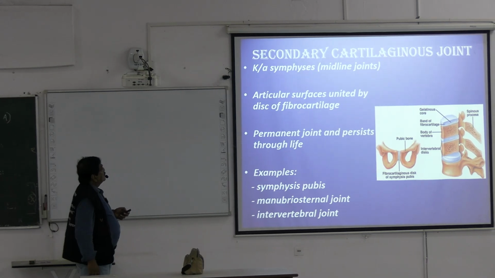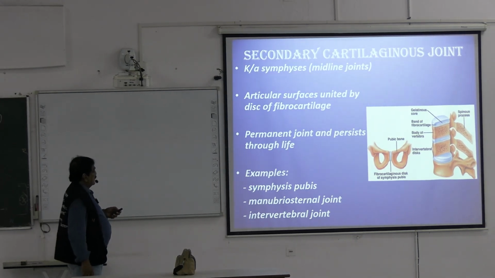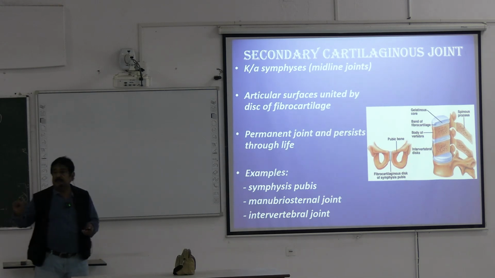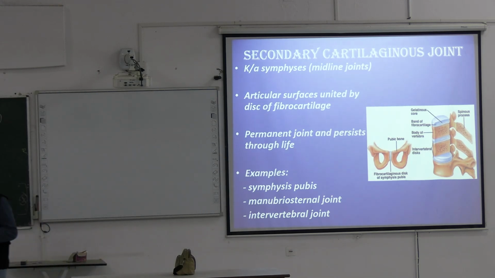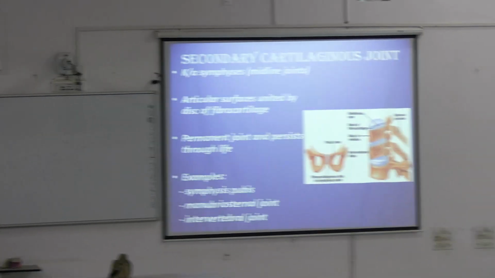Now secondary cartilage joint, symphysis, midline. Articular surfaces united by a disc of fibrocartilage. This is the disc of fibrocartilage. Permanent joint that persists throughout life. Examples: symphysis pubis, manubriosternal joint, and intervertebral joint. Now, this can be a short note even, 2 marks.